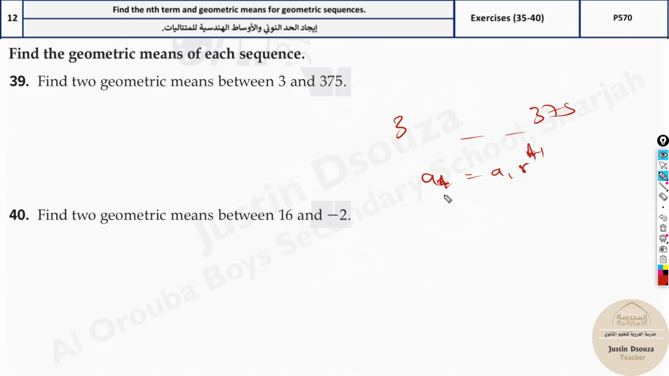That is 4 minus 1. So what is the fourth term? 375 equals the first term, 3, times r to the power 4 minus 1, which is 3. It'll be 375 divided by 3, and the cube root of that is equal to r.